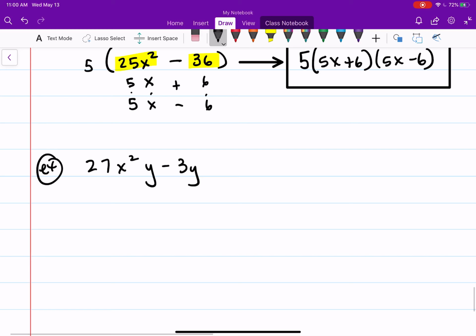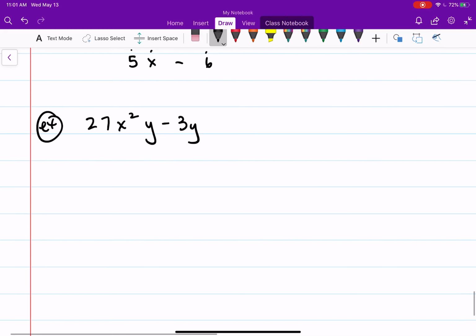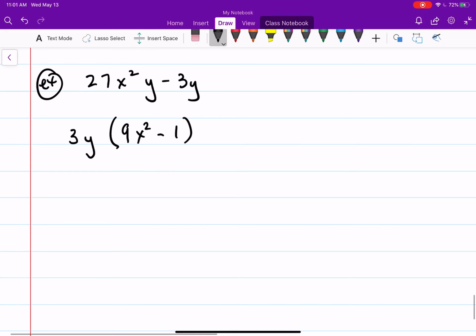So GCF, what goes into 3 and 27? Correct, 3 does. And they both have a y, but they don't both have an x. So I have a GCF of 3y, but not the x. Okay? So what do I have left? 3 times what gives me 27? 9 x squared minus 1. Okay? So now I have the 3y.